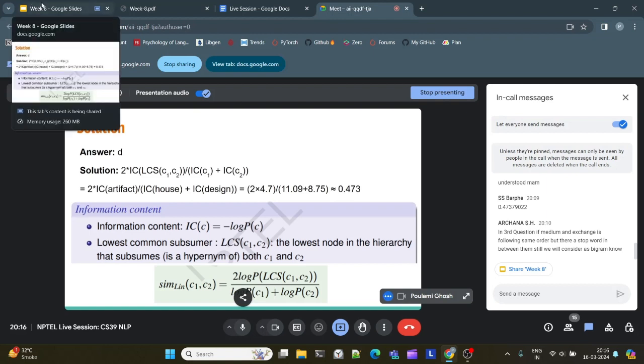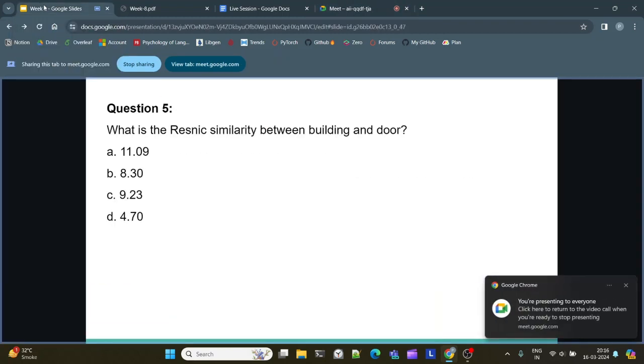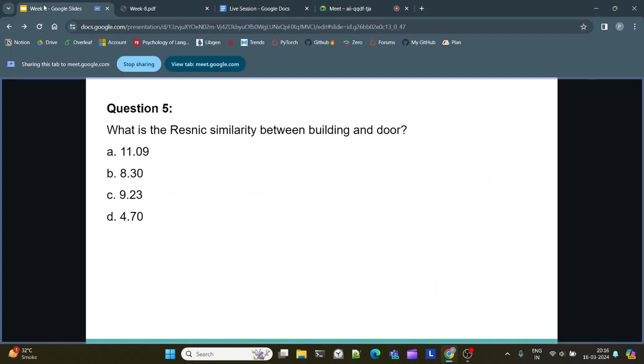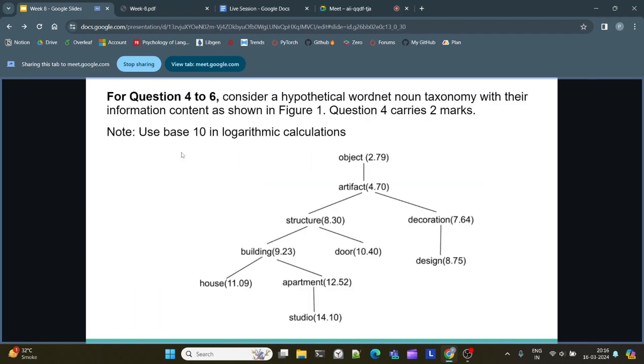Okay, I hope it's clear. Let's see. The next problem is this. We need to find the resonant similarity between building and door. Again, based on this graph.